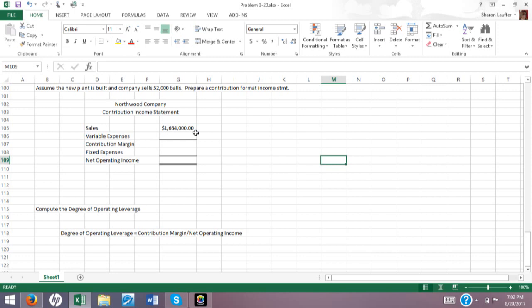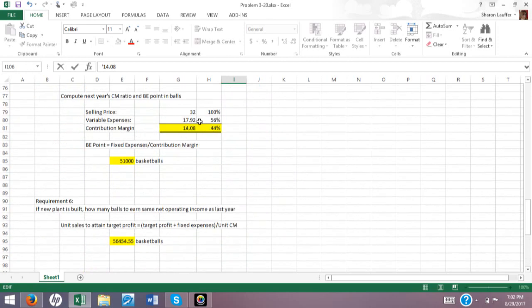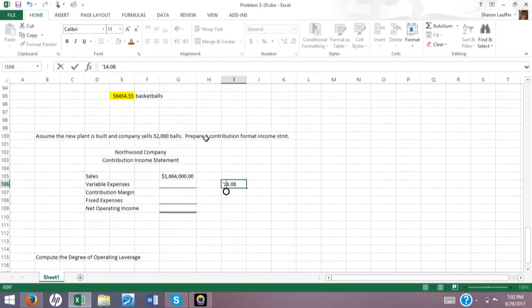All right, our variable expenses. Let me type this out for you. So our variable expenses now are $14.08 a basketball. And that came from up here because we built the factory, we had a change in variable cost and a change in fixed expenses. So now we're left with $14.08, which is our variable cost. And we sold 52,000 basketballs, I think. Did it say? Yeah, we're still selling 52,000 basketballs. So that's what I'm doing here.